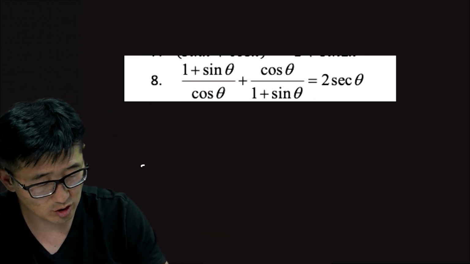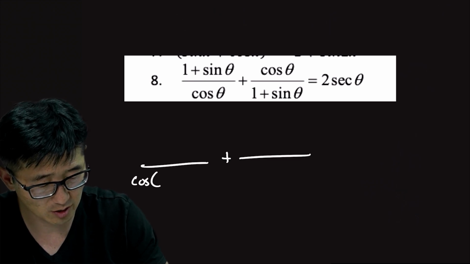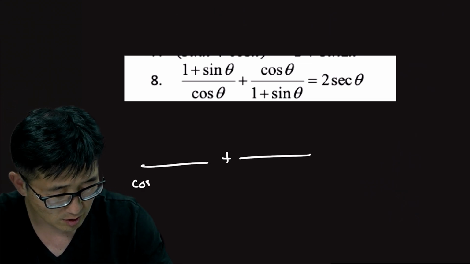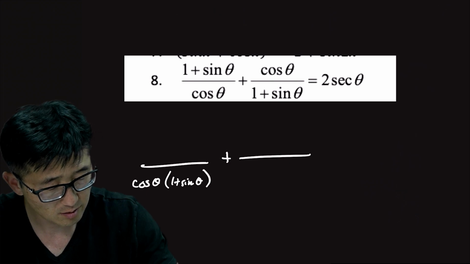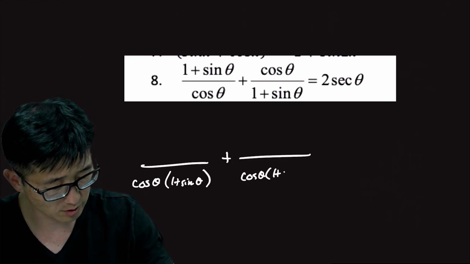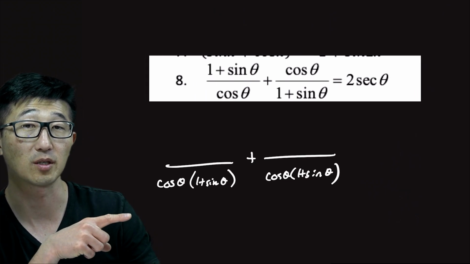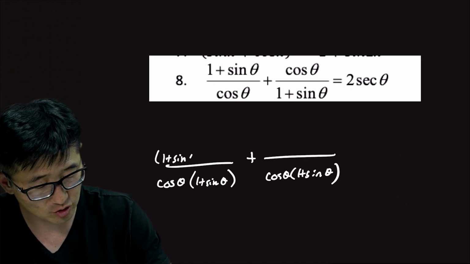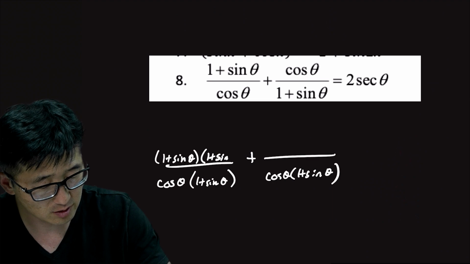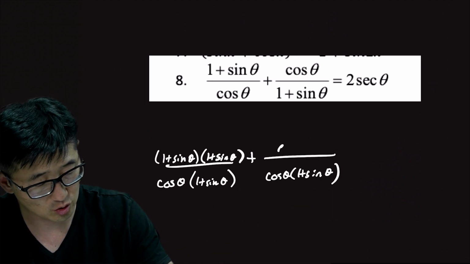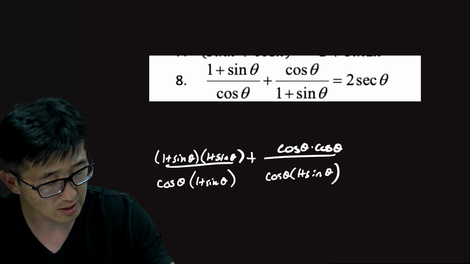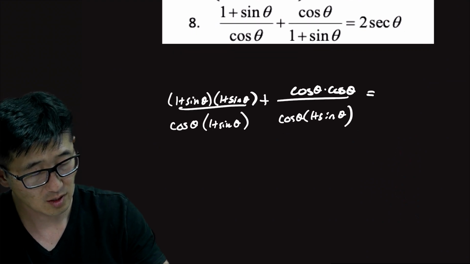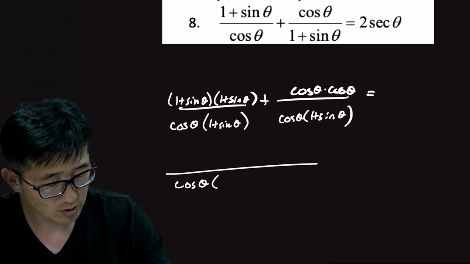Okay, so what's our common denominator? Well, this one's kind of big. It's cosine theta times 1 plus sine theta. Cosine theta, 1 plus sine theta. Okay, got it? Does that make sense? So the numerator will just be the extra stuff being multiplied to it. So we got this. And on the other side, you multiply an extra cosine theta. So it'll look like that. Denominator will be cosine theta, 1 plus sine theta.